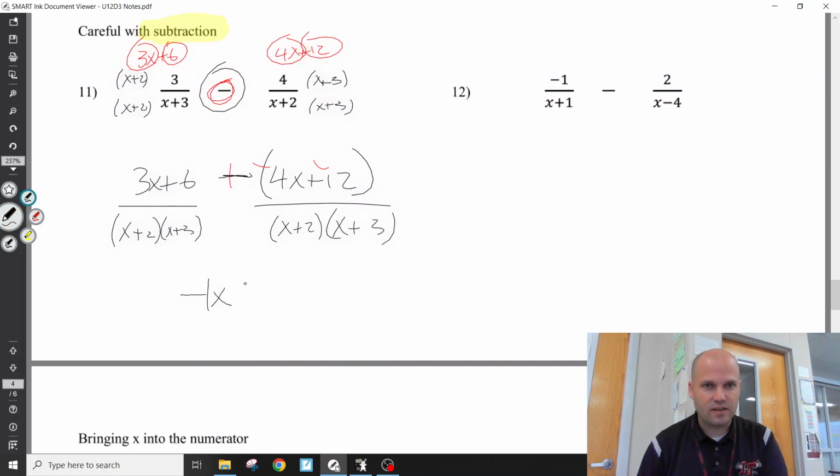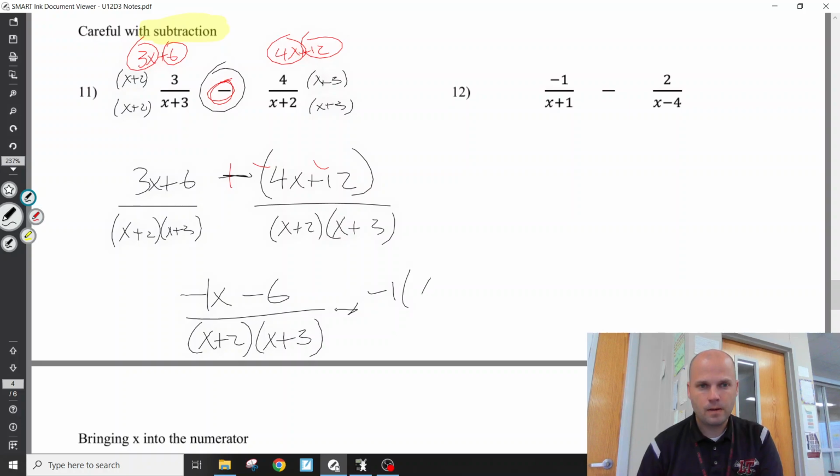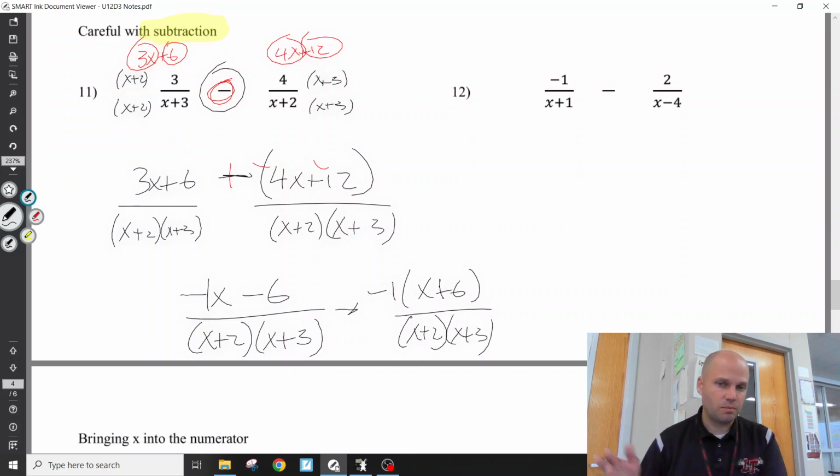Regardless, you should get negative 1x minus 6 over x plus 2, x plus 3. Maybe here, if we wanted to, we could factor out a negative 1, creating a simplified fraction, but honestly, that's fine.